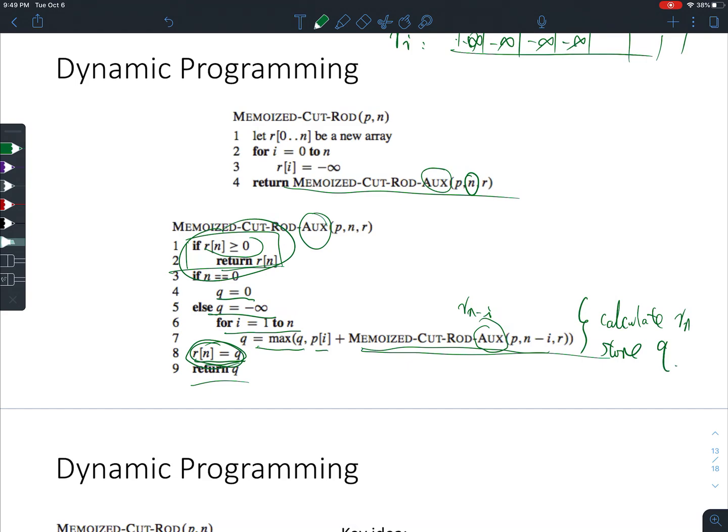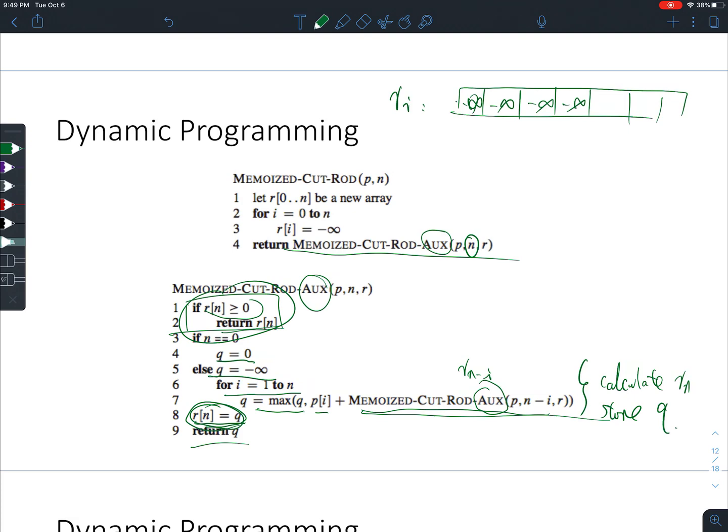So let's come back to here. If Rn is larger than or equal to 0, it means what? It means it's not negative infinity anymore. It means that for the rod of length n, we have calculated the solution before, and we stored it at Rn. It's like when you receive a homework, you check the historical data to see if you have done this homework before. If yes, you just copy and paste that. So here, if Rn is larger than or equal to 0, it means we have calculated the solution of Rn before, then we just return it. So this is how dynamic programming works.